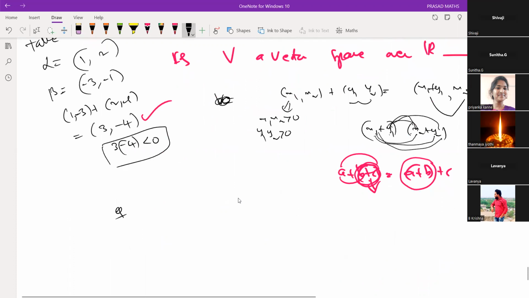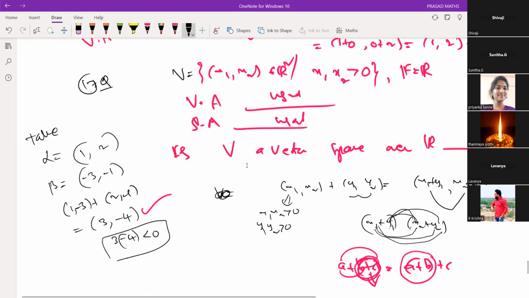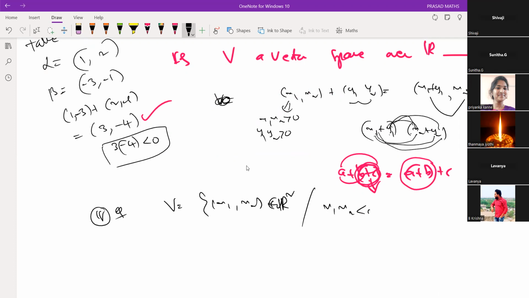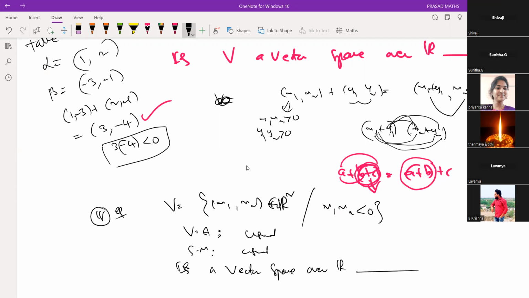Suppose I give the question like this. Problem number 18: V equals the set of (x1, x2) in R2, where one component is positive and the other negative. Vector addition is usual, scalar multiplication also usual. Is it a vector space? Which property fails? First property, closure.